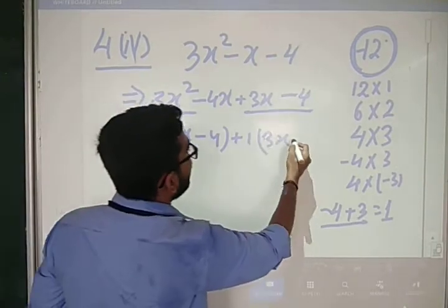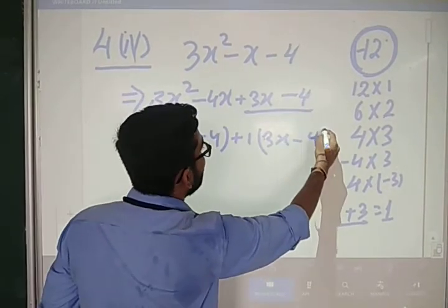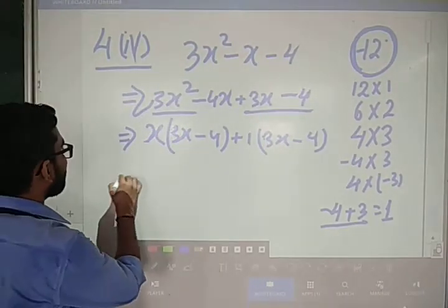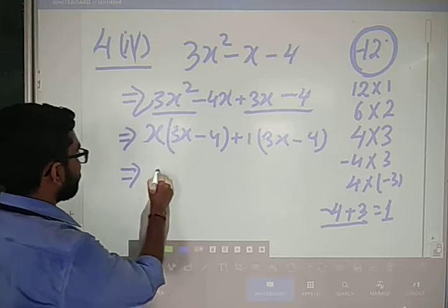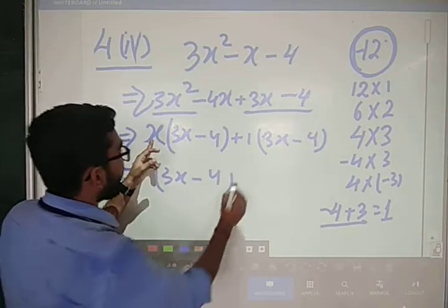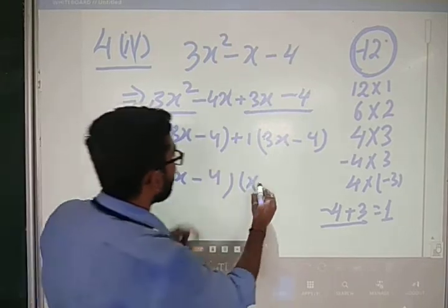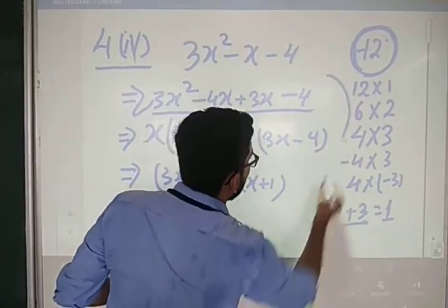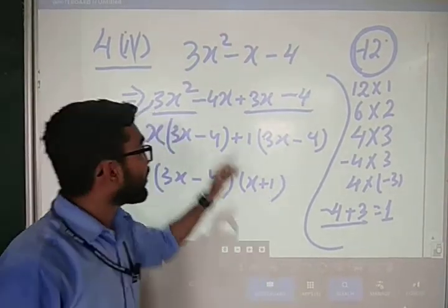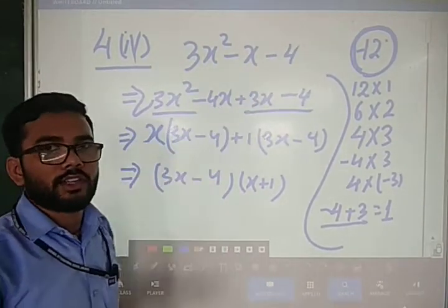Okay, this minus sign is there, this 4. So here these terms are common, so you just write 3x minus 4 and this x plus 1. So 3x minus 4 and x plus 1 are the factors of the given quadratic polynomial.